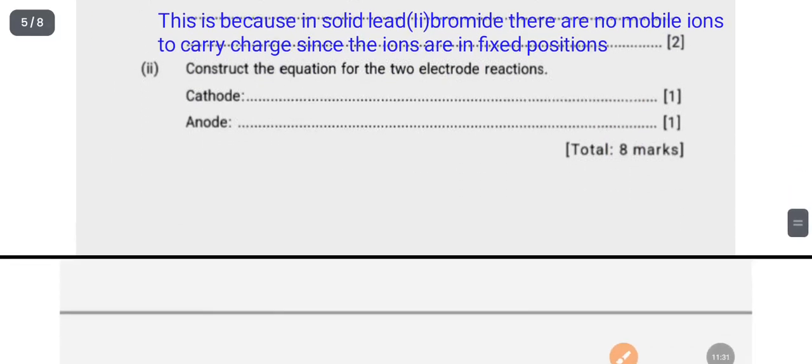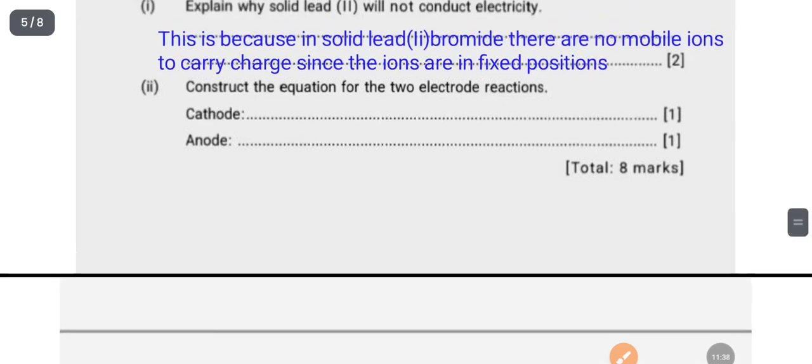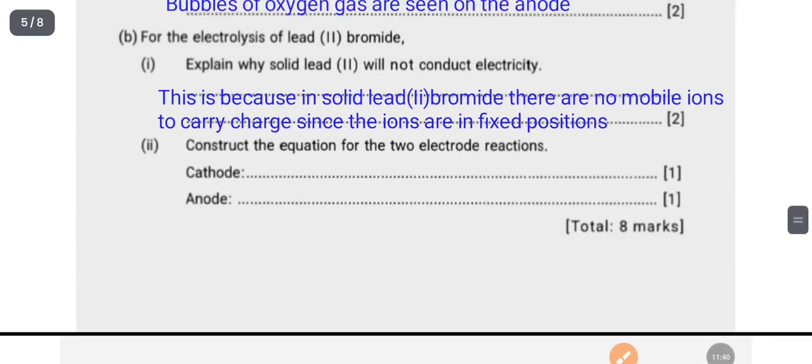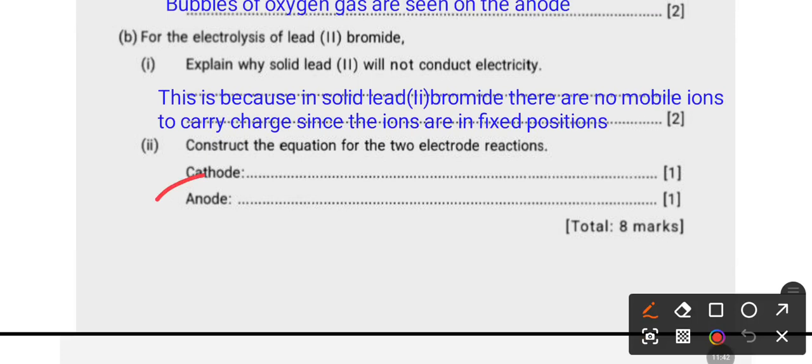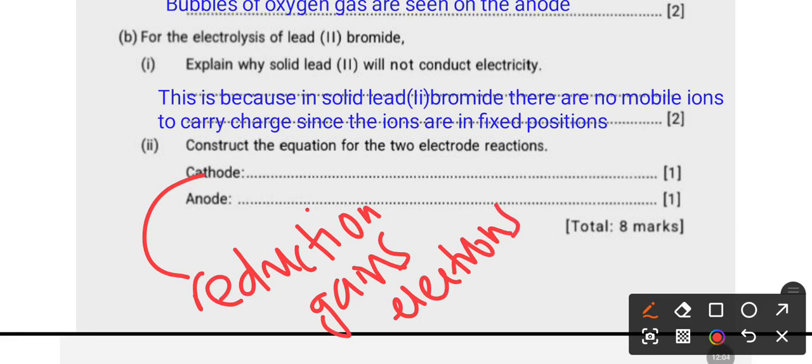Okay, question 2. Construct the equation for the two electrode reactions. So the equation at the cathode. Remember, at the cathode we have a type of reaction called a reduction reaction. In such a reaction, a chemical species gains electrons.